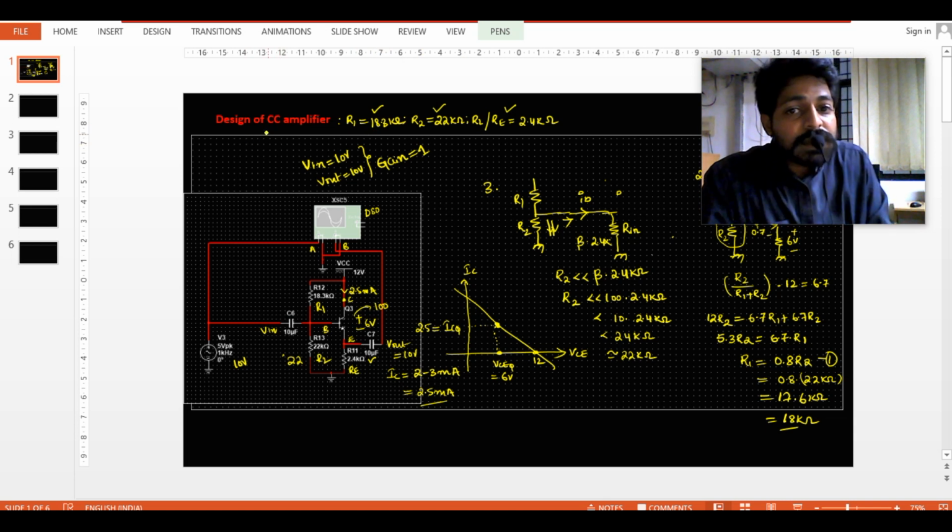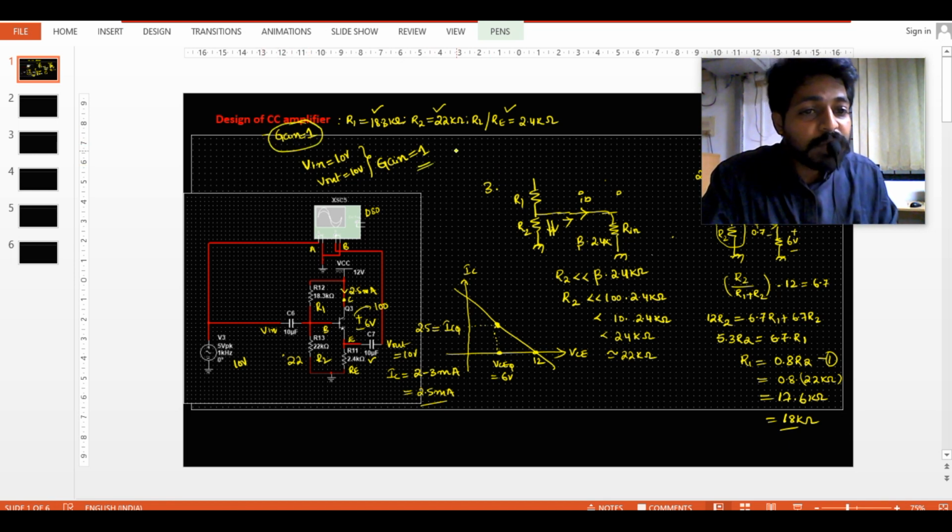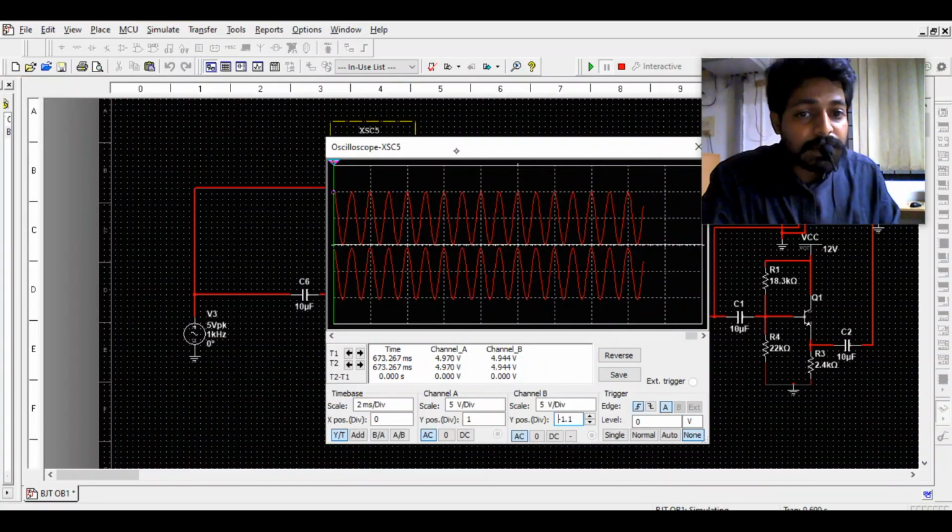As we expect for the common collector amplifier, the gain is equal to 1. So we get the gain equal to 1. From the gain point of view, what we were expecting has been simulated and we got it.